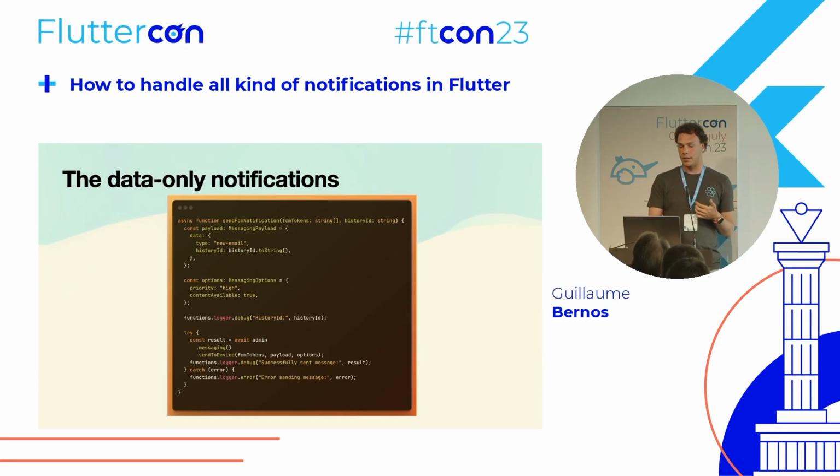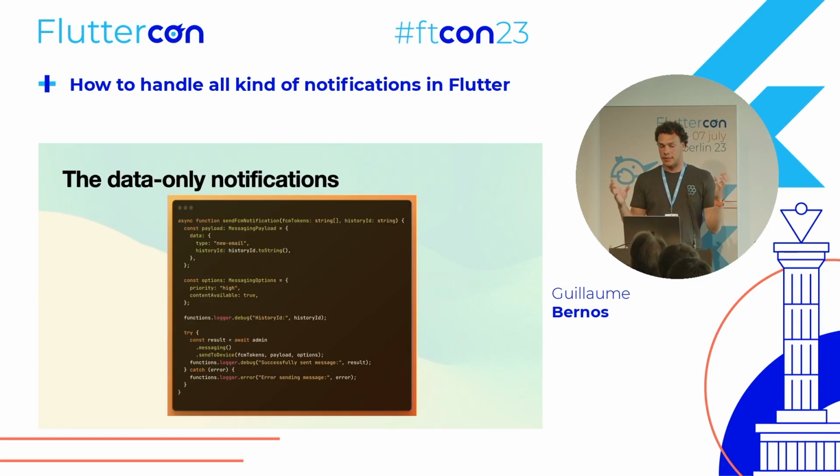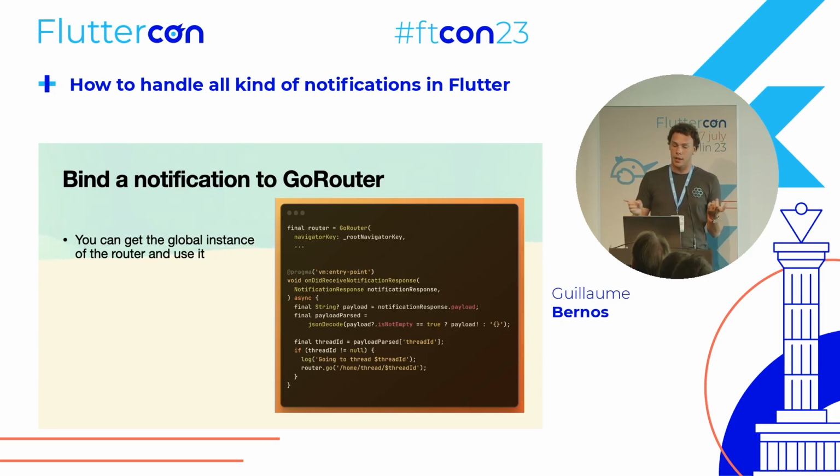And then when using admin.messaging.sendToDevice, you add the option data and your app will receive it as a data-only notification. So that's a way of getting data-only notifications, and then you can handle everything properly. I will show you just after how, when you receive a data-only notification, to maybe get data from Riverpod, for instance, to calculate properly and display a notification according to your local state. But first, I wanted to show quickly how to bind a notification to GoRouter.